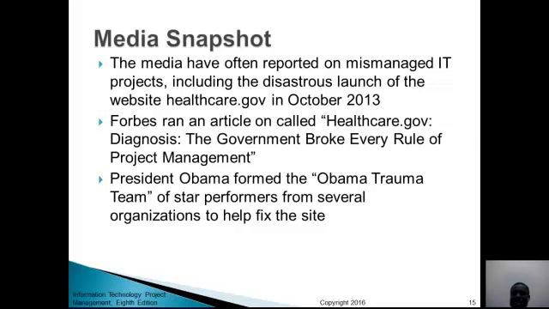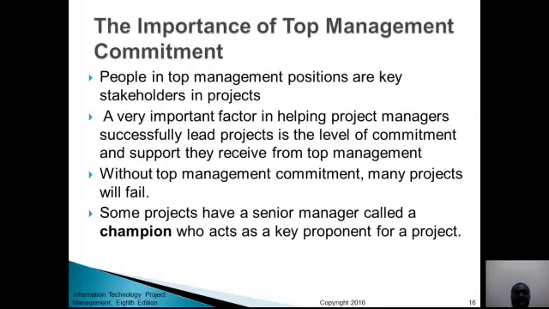Forbes ran an article on healthcare.gov. It was a website diagnosed that the government broke every rule that was used to really establish this site to manage the healthcare for the United States. So President Obama formed what we call the Obama Trauma Team of star performers, very good people, experts from several organizations, and what they did was that they helped fix the problem. So sometimes the media can be on your heels, good or bad.